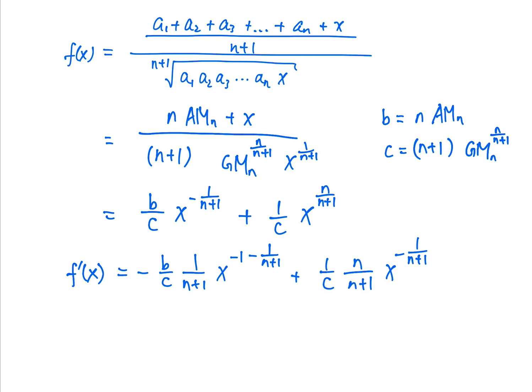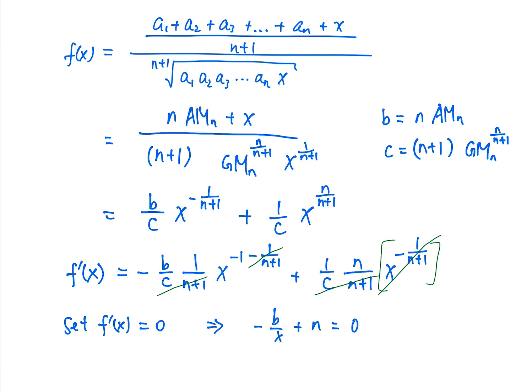And the next step is to set this derivative to be 0 and find out the corresponding x value. So we can actually cancel out a bunch of stuff, for example, the numerator here. And also this term, the whole term can be cancelled out. We don't want that to be 0. And we will be left with negative b over x plus n equals to 0. And equivalently, we have x being equal to b over n.